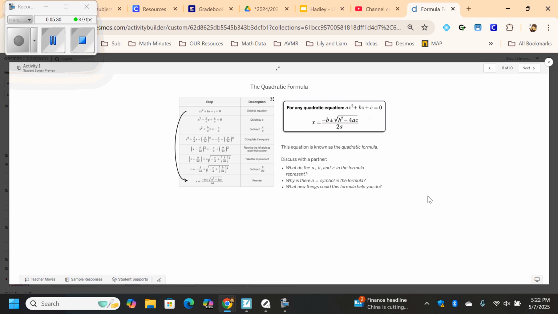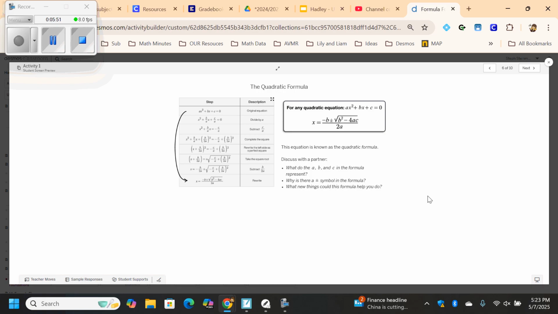All right, so it says the equation is known as the quadratic formula. So what do the A, B, and C in the formula represent? They're the numbers in front of x squared, so A is in front of x squared, B is in front of x, and C is the constant. Why is there a plus or minus? Because whenever I square root anything, it's always the positive and the negative version.